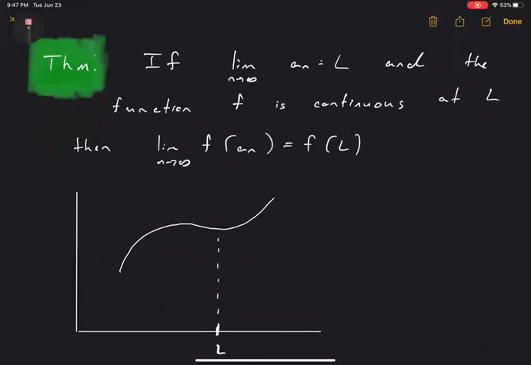This theorem is a very important one. If the limit of an is equal to L, so we have some sequence and it's going to some limit L.